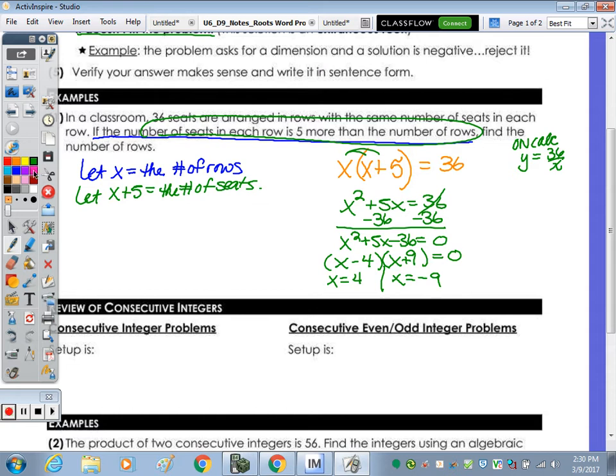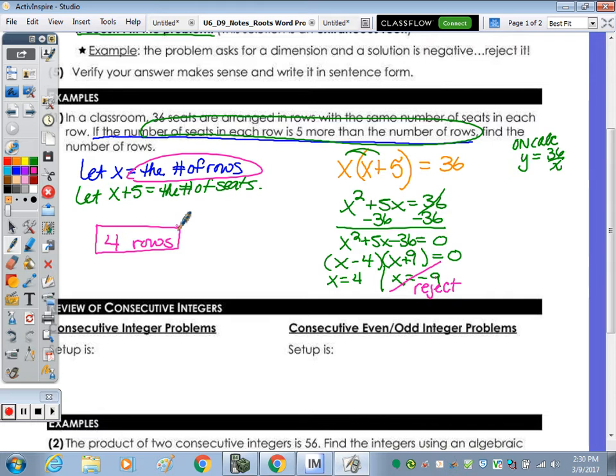And since x is the number of rows, can you have a negative number of rows? No. So this is an extraneous solution. Okay, so we just simply cross it out and write reject. So x is 4. The question says find the number of rows, and we have how many rows? 4 rows.